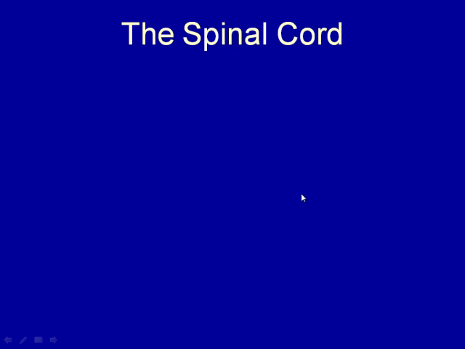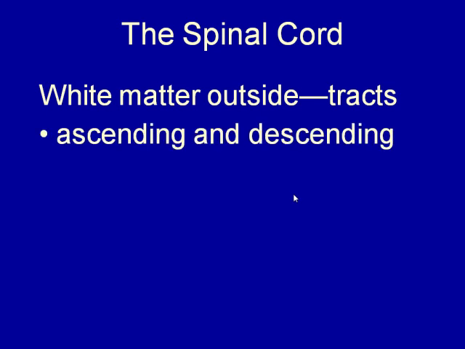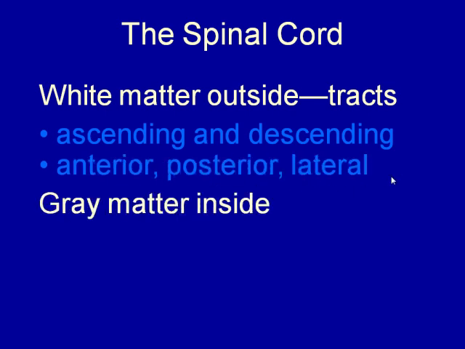In terms of the construction, the spinal cord has white matter on the outside, and remember, in the central nervous system, that's called tracts. Those are clusters or groupings of myelinated fibers. Some of them are ascending tracts because they're carrying sensory information up. Some are descending tracts because they're carrying motor information down. Sensory goes into the brain, motor comes out of the brain. You find them in the front, the back, and to the side of the spinal cord. So you have anterior tracts, posterior tracts, and lateral tracts.